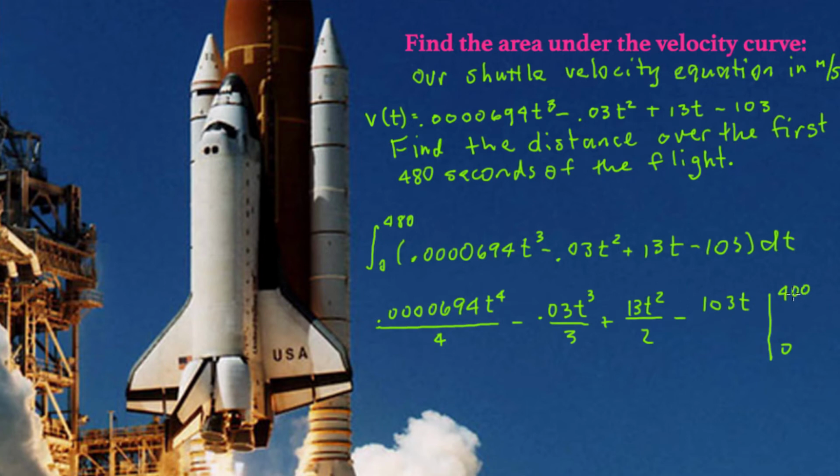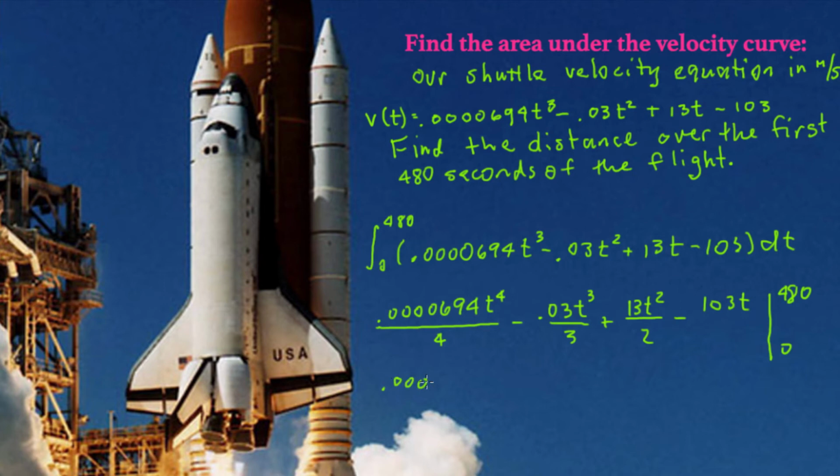And we're going to evaluate that from 0 to 480. And with the help of my trusty calculator, I'm going to go ahead and punch it in because that's a lot to carry in my head. But basically what you're going to do is everywhere that you have t, you're going to substitute 480 in its place. Minus, and then everywhere you have t, you're going to substitute 0 in its place.